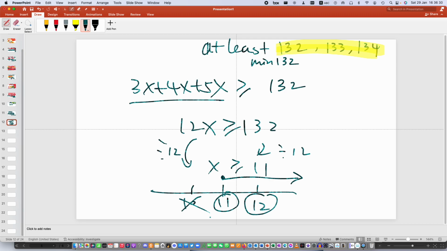What is the question asking? Find the smallest possible value that x can take. So what is the smallest value for x? x can be 11, 12, 13. So which one is the smallest? 11. Yeah, so that's the answer. So x is equal to 11. Are you clear how to do such questions? Okay, good.